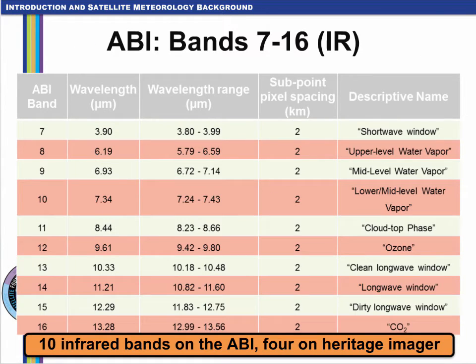This shows the infrared bands on ABI. The number of infrared bands is increased by a factor of 2.5, from 4 on present-day GOES to 10 on ABI. The stars appear approximately where today's GOES imagery bands fall. Bands 7 and 16 have close matches on present-day GOES. The water vapor channel and window channels on ABI are similar but not exact matches to current GOES.